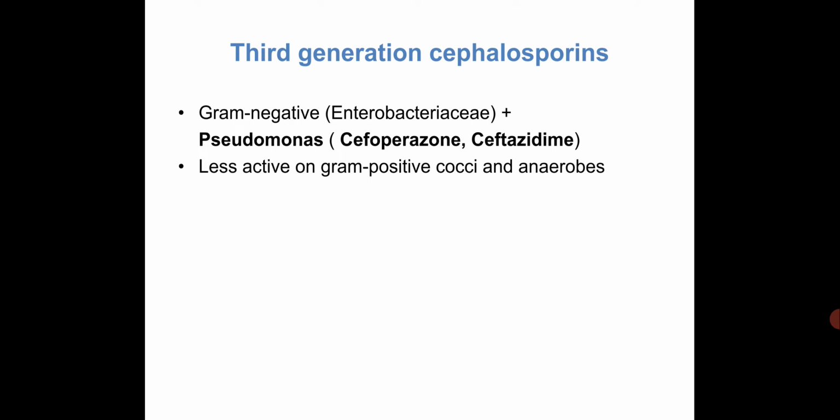Nowadays it is more useful because it has a wider spectrum against gram negative bacteria, and some third generation cephalosporins are useful in Pseudomonas infection, but they are less active on gram positive cocci and anaerobes than the first generation cephalosporin.